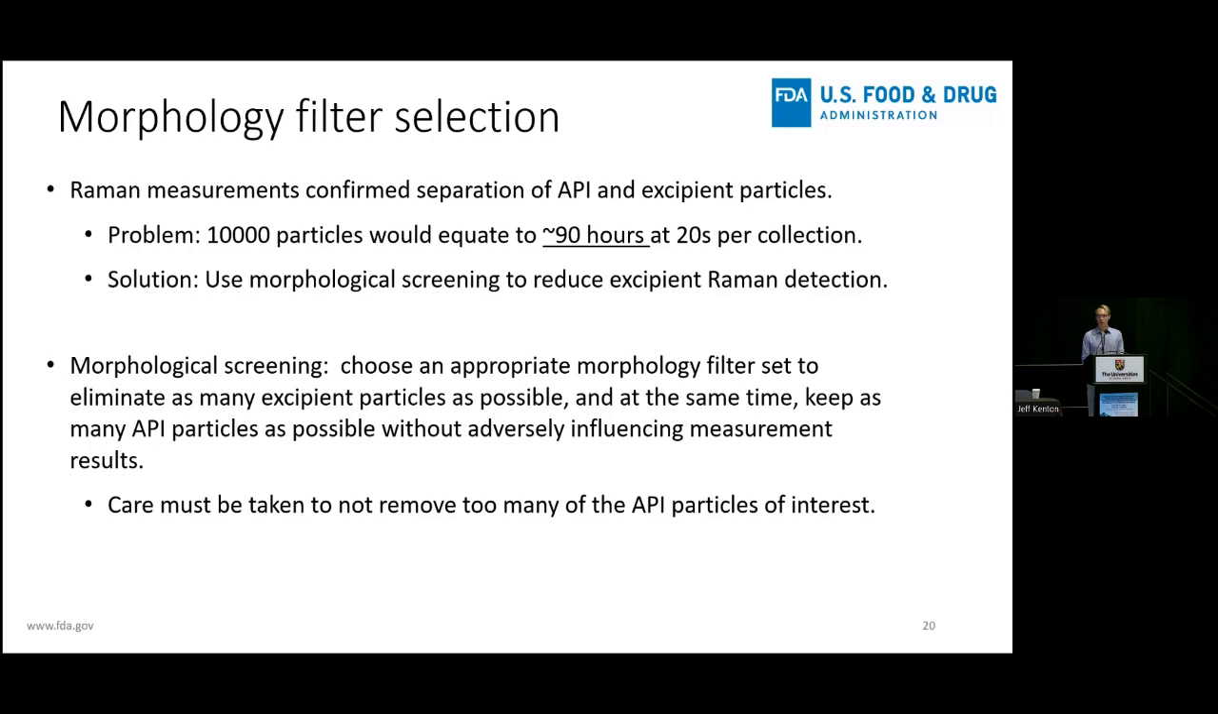So when you choose filters, what you want to do is make sure to not remove too many API particles. You want to try to keep your API particle size distribution that you got from the training set consistent. So it must match that. If you cut it off too much, then you're going to affect this.